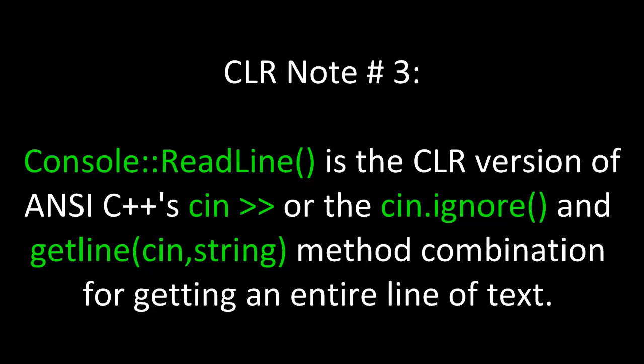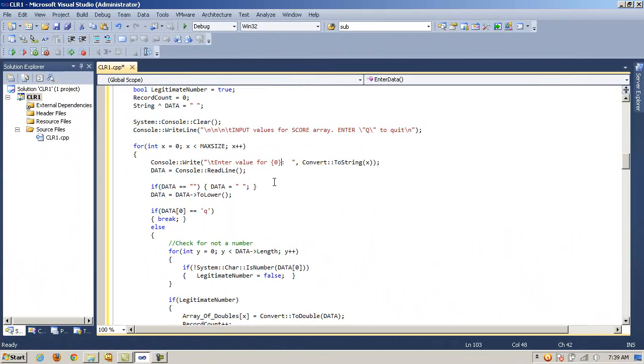CLR note number 3. Console readline is a CLR version of ANSI C++'s cin or cin ignore and getline cin string method combination for getting an entire line of text. Next thing we're going to do is call console readline. If you're used to Java, you can think of that almost like a scanner object or a line number reader object. Next line or readline, the function is even the same name, although it would be a lowercase r. But this would be equivalent, if you're used to ANSI C++, to cin, console in, sans the stream operator, of course.